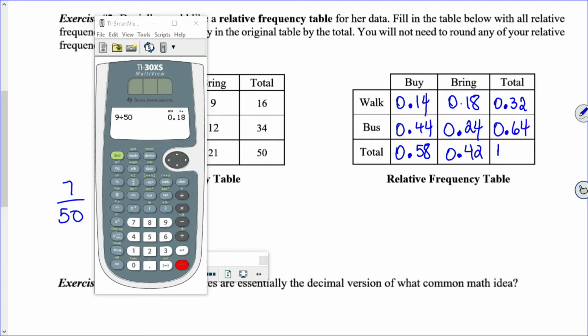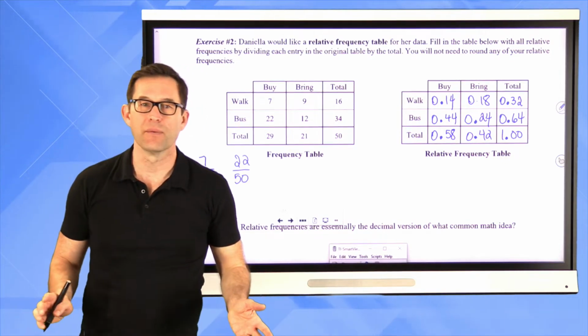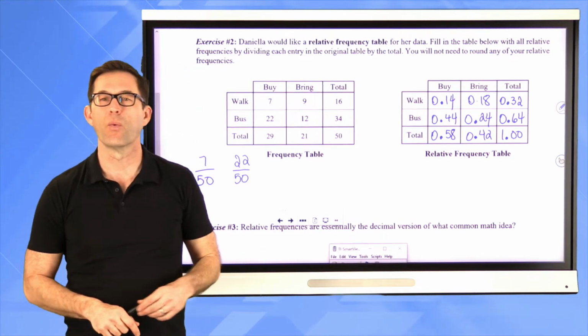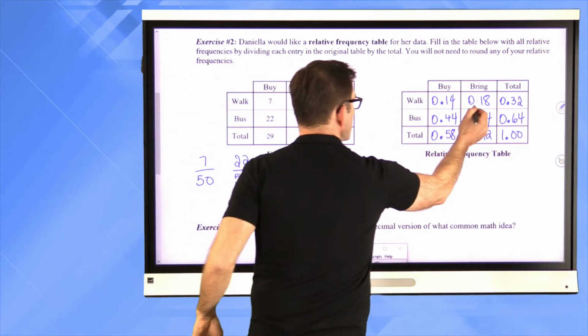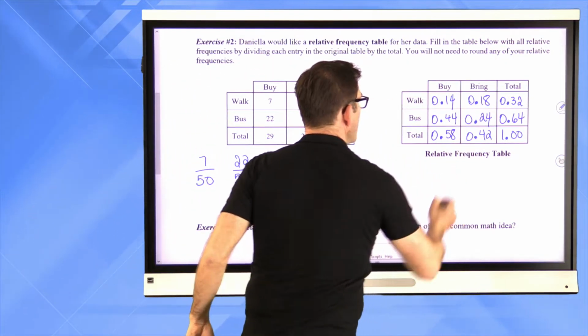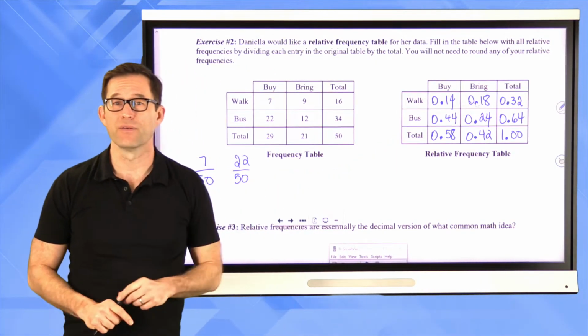And 50 divided by 50 would be 1, but I'm going to put 1.00 for the time being. Obviously, 50 divided by 50 is going to be equal to 1. Any number divided by itself is equal to 1. But since I'm writing every one of these down accurate to 2 decimal places, which they often are in these tables, I'm going to do the same for that grand total.